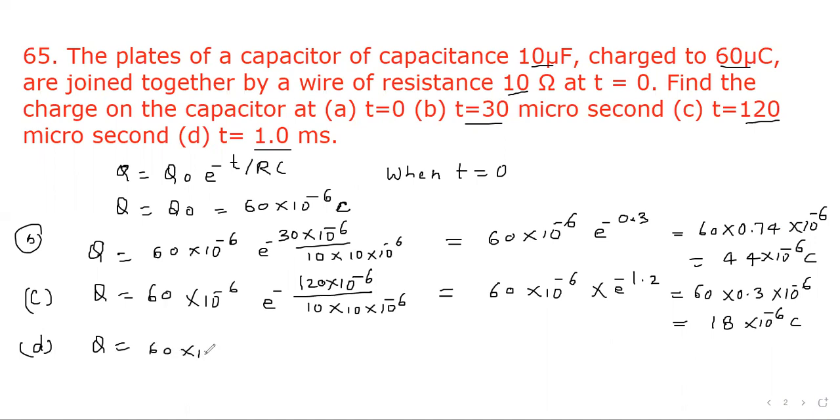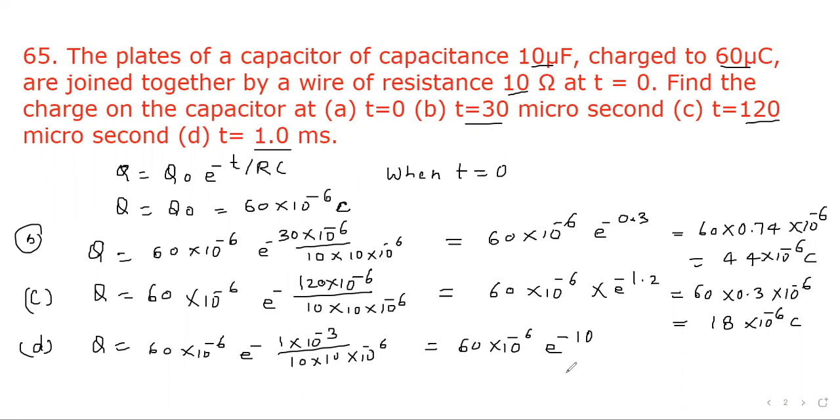And part D, t equal to 1 millisecond. So Q equal to 60 into 10 to the power minus 6 into e to the power minus 1 into 10 to the power minus 3 divided by 10 into 10 to the power minus 6. So this will become 60 into 10 to the power minus 6 into e to the power minus 10, as the powers of 10 cancel out.